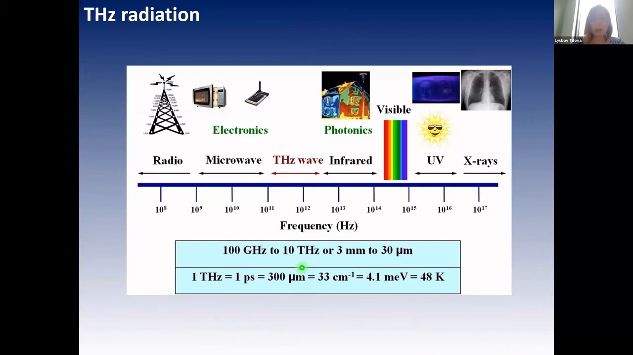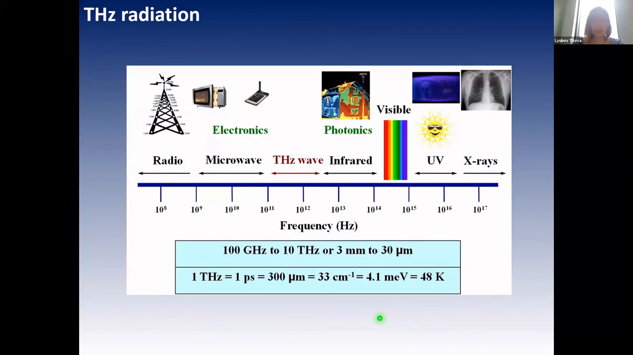So terahertz radiation, as you can see here, is somewhere between the microwave and infrared range of the electromagnetic spectrum. Effectively positioning it between the realm of electronics and photonics. At 1 terahertz, the energy of a photon is only 4 millielectron volts. So it's a very low energy photon.